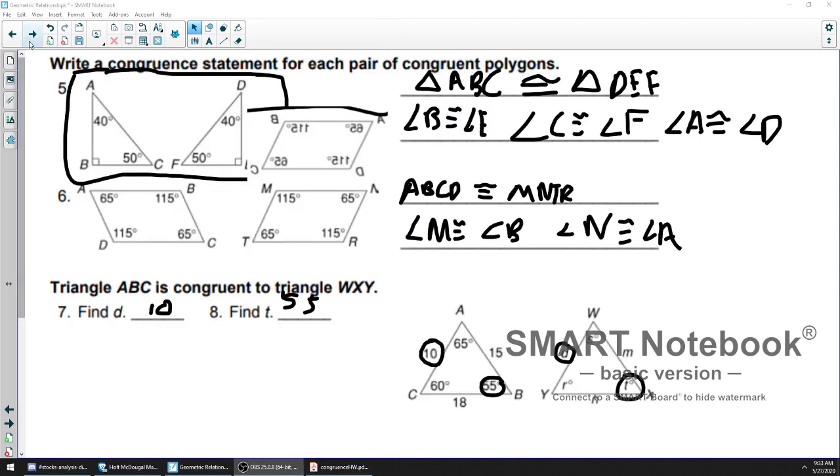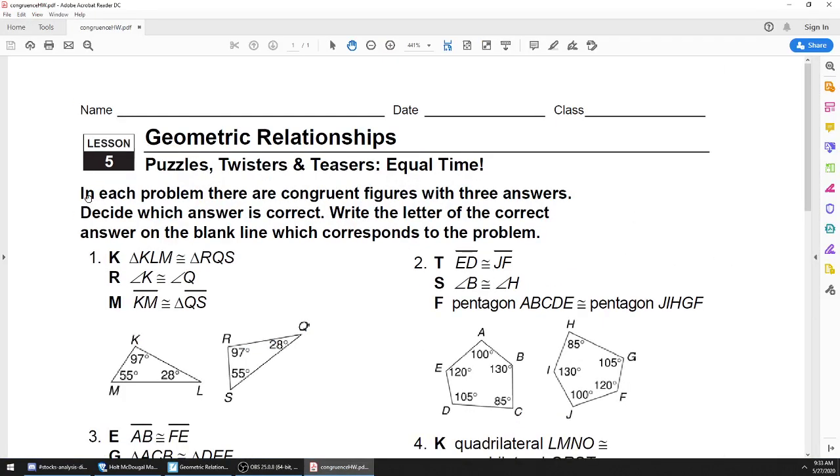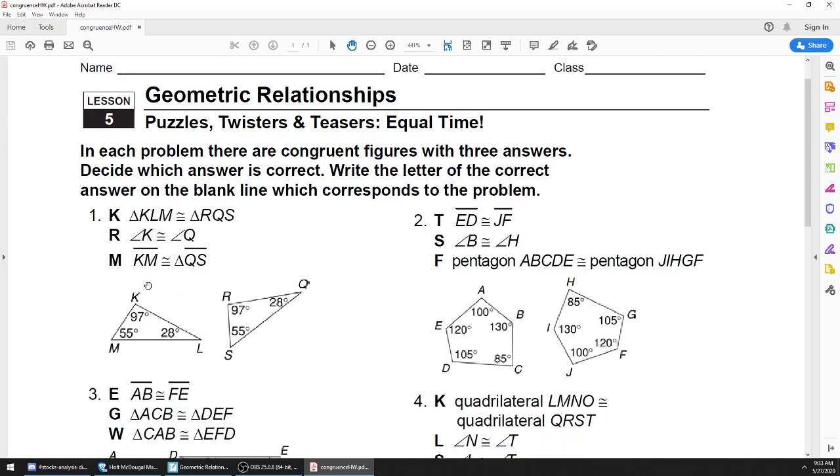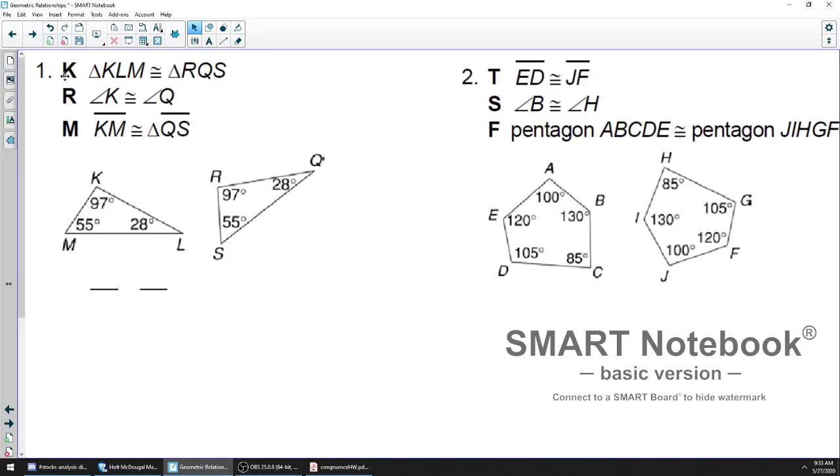Let's check out the homework. So for this homework, all you have to do is figure out if certain parts are equal in the figure. So let's look at number 1 and 2. Okay? You have to choose one of these as being correct. So let's look at K. It says triangle KLM is the same or congruent to RQS.